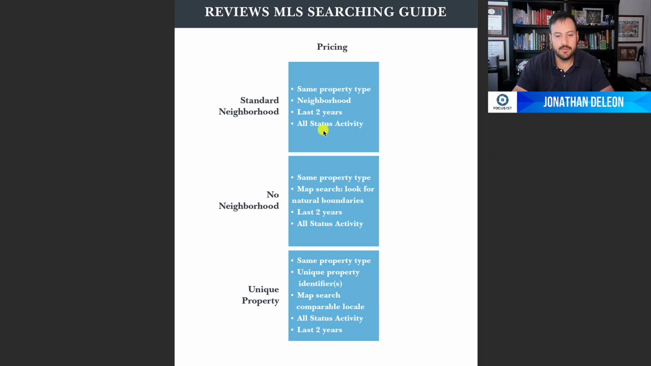So in a standard neighborhood, we're going to search for the same property type, meaning we're looking at detached homes or attached homes. We're not combining both that information. We're going to look by that neighborhood name, the last 2 years of all status activity.